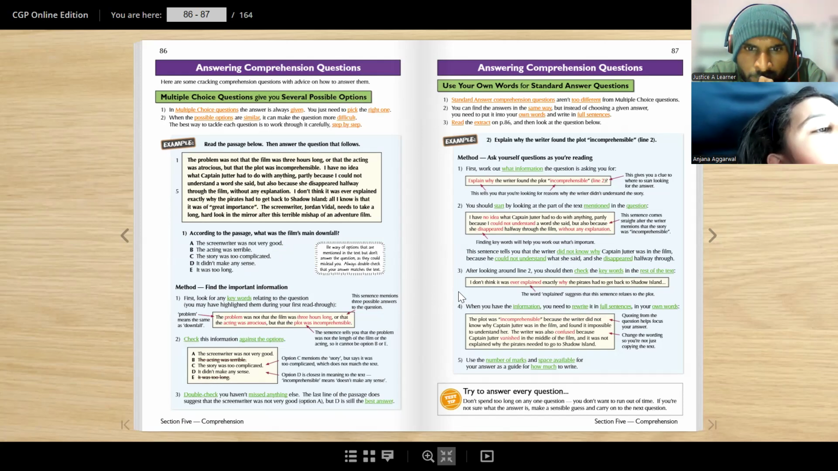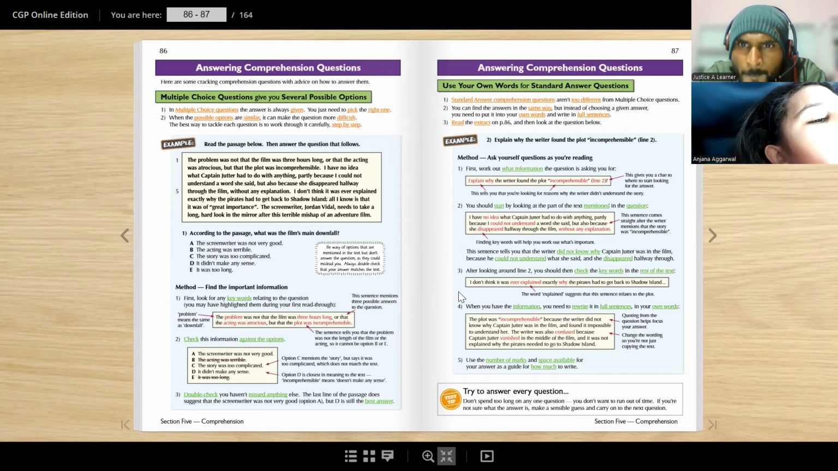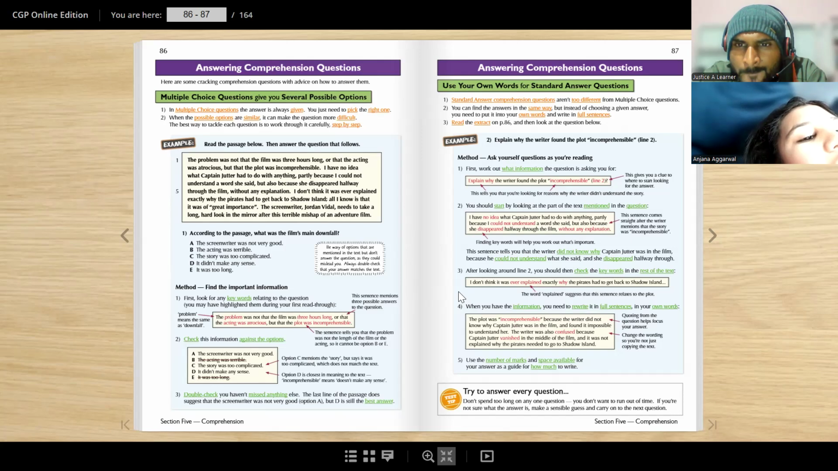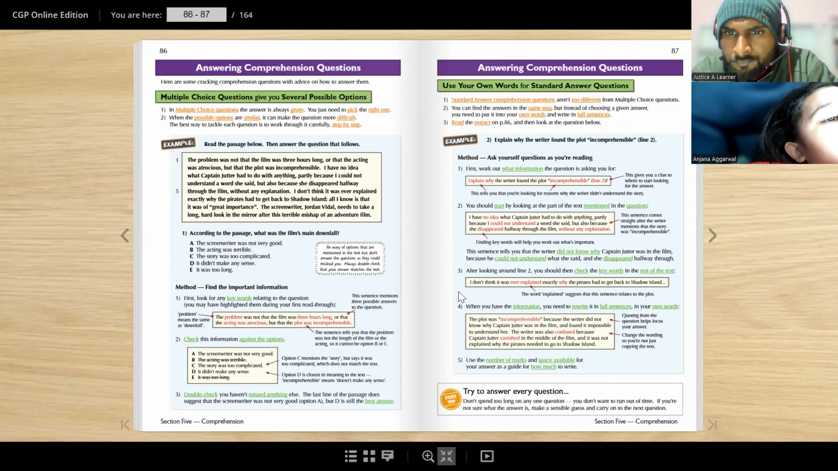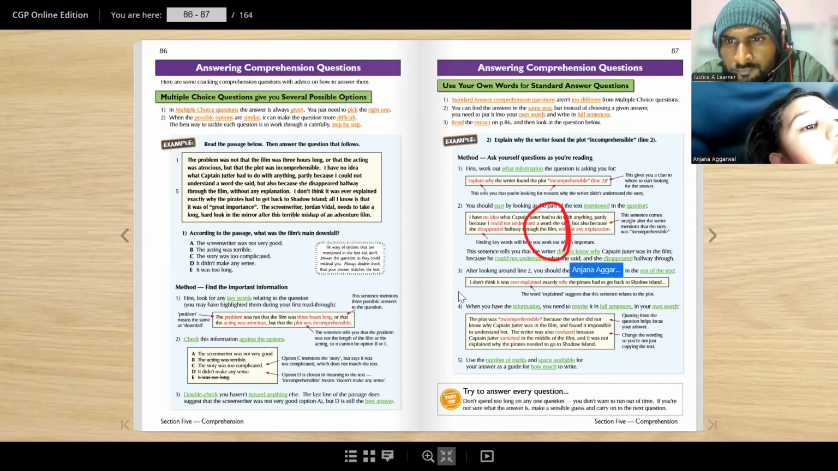So the method: ask yourself questions as you're reading. First, work out what information the question is asking for. Explain why the writer found the plot incomprehensible. Line 2. This gives you a clue to where to start looking for the answer. This tells you that you're looking for reasons why the writer didn't understand the story. You start by looking at the part of the text mentioned in the question. I have no idea what Captain Jessa had to do with anything, partly because I could not understand a word she said. Yes, I didn't say that part. But also because she disappeared halfway through the film without an explanation.